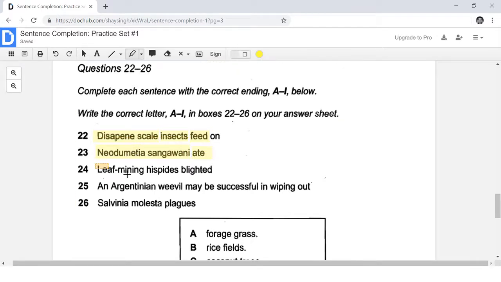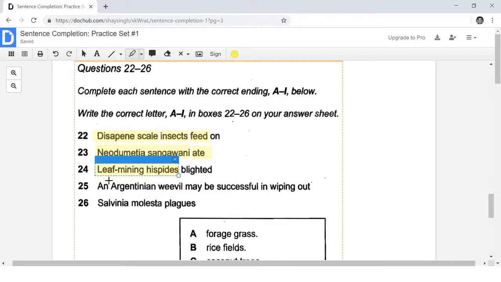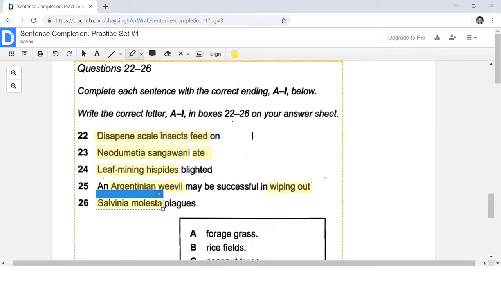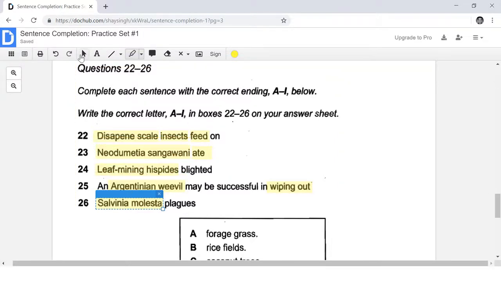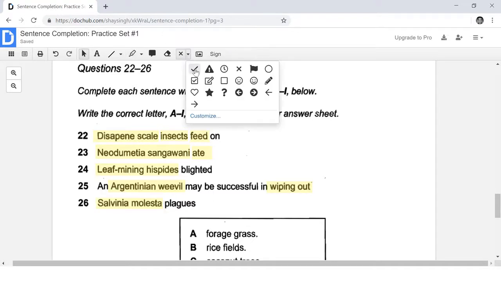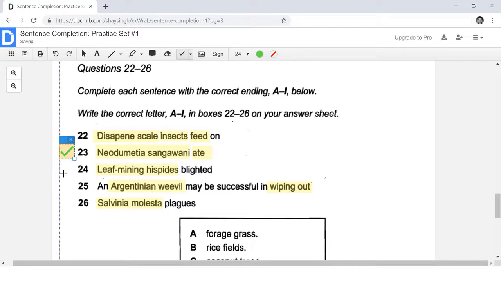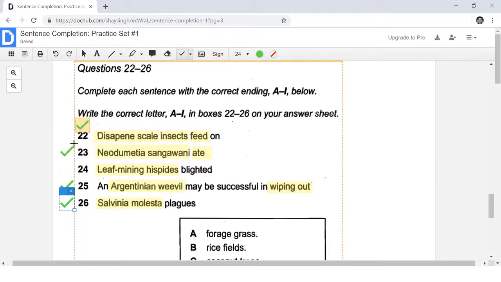Proper noun, leaf mining hispides, Argentinian weevil, Salvinia molesta. This article is about pests, different types of pests, so we have a lot of proper nouns here. This is great. This is going to be rather easy for us to solve. If I was to do the easy questions first, I would do this one first, and then this one, and then I would leave the other two for later.